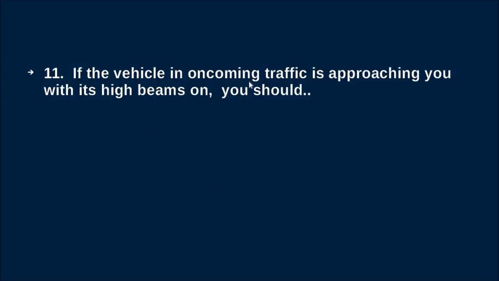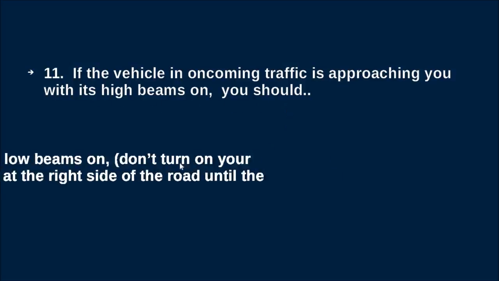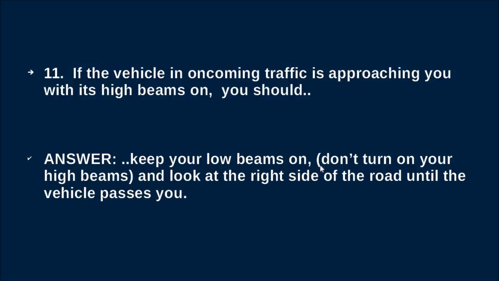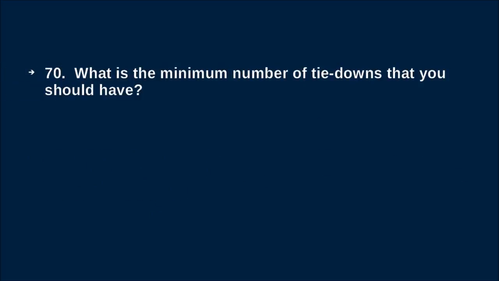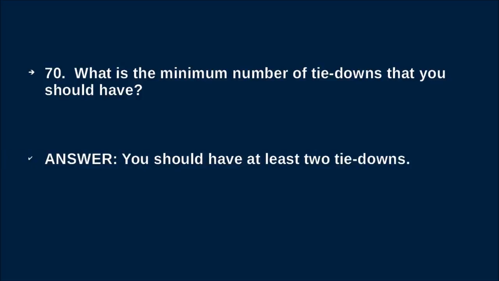If the vehicle in oncoming traffic is approaching you with its high beams on, you should keep your low beams on. Don't turn on your high beams. And look at the right side of the road until the vehicle passes you. What is the minimum number of tie-downs that you should have? You should have at least 2 tie-downs.